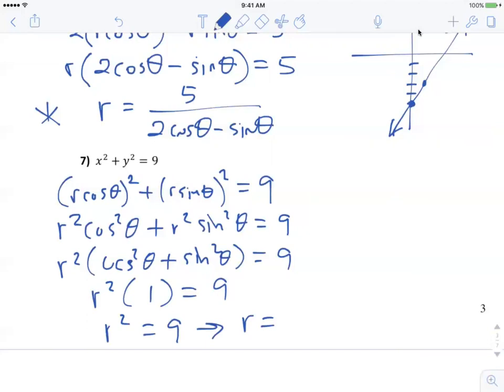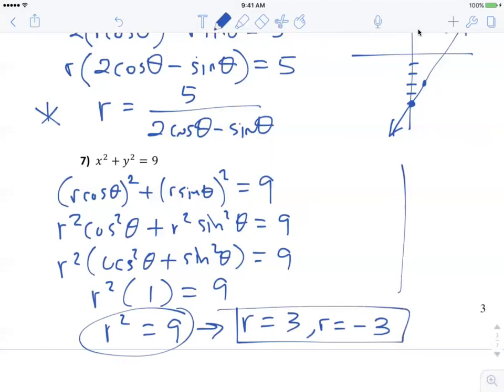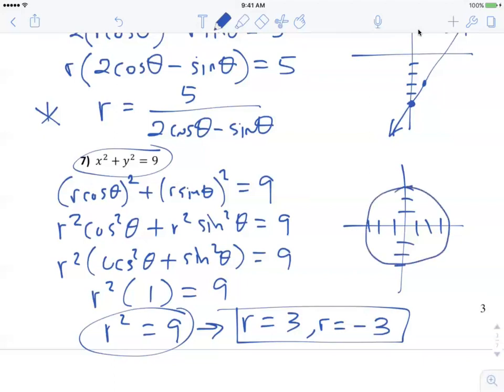Well, you could probably just leave it like that, or you can write it r equals plus or minus 3. You would need both of those. You could leave it like that too. And if you remember what that is, that's a circle of radius 3. So there's my rough sketch. Circle of radius 3.